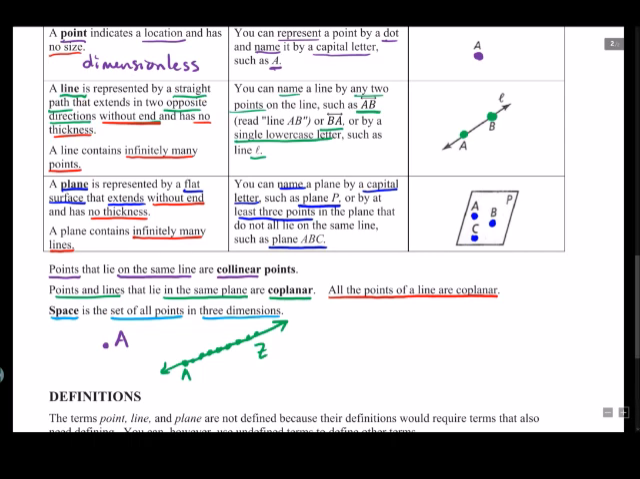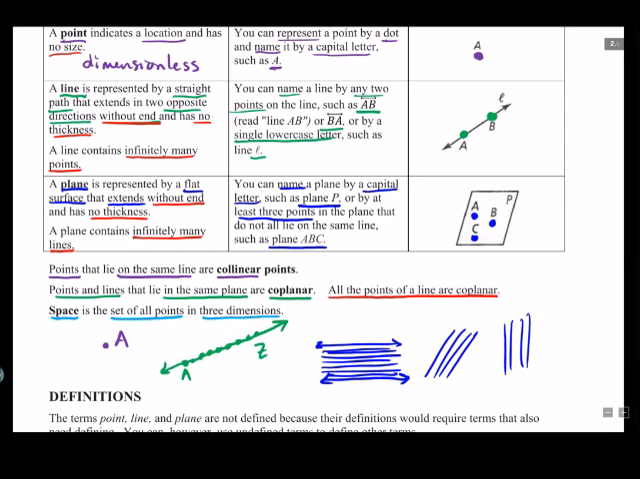And then our line here gets together with an infinite number of its friends, and they all line up to make a plane. Now, lines in a plane can go that way, they can go that way, they can go that way, they can go any direction, as long as they travel in a straight path. You have an infinite number of lines in your plane.